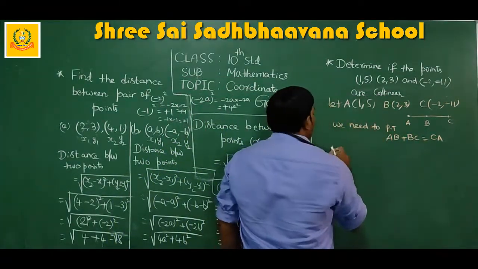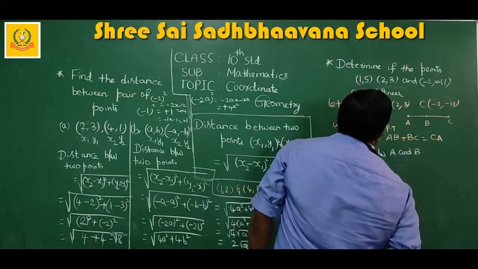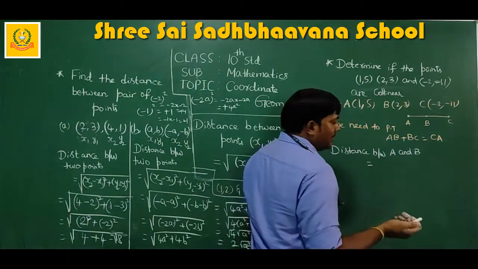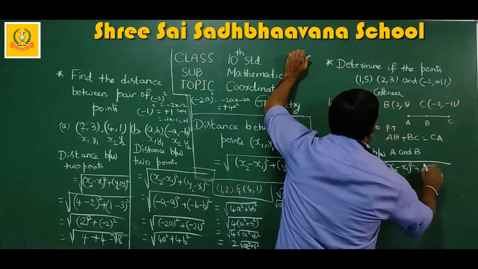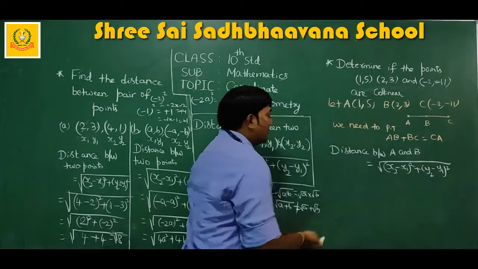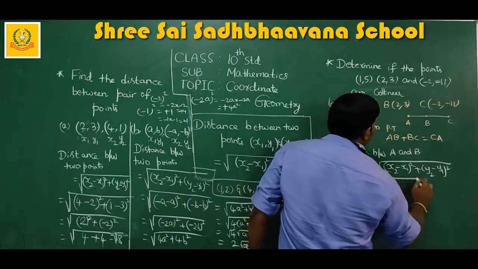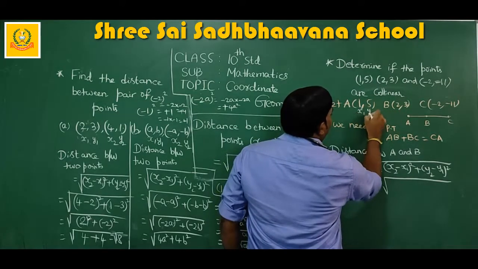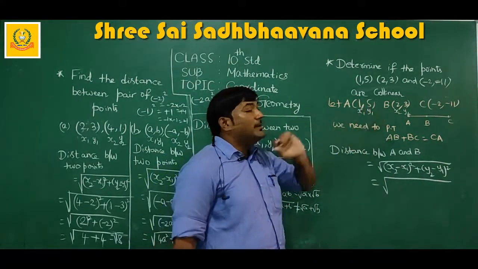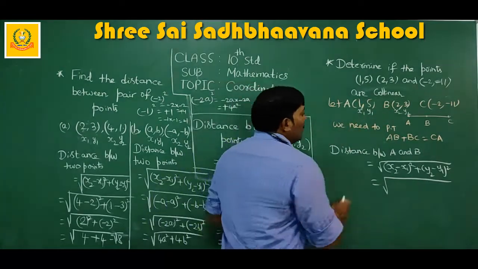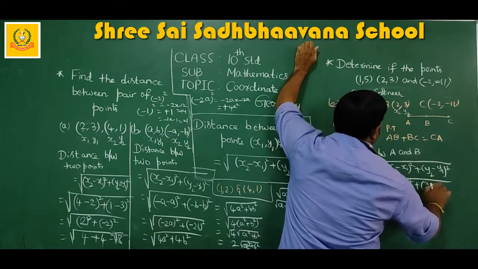So first find the distance between points A and B, distance AB. What is the formula? We have the root of (x2 minus x1) whole square plus (y2 minus y1) whole square. This is the distance formula, the same as we did for the last two sums. Considering A and B, remember AB: under those points, if you write like that, you will not get confused. The first one will be x1, y1 and the next point x2, y2. So x2 minus x1: 2 minus 1 whole square. Next, y2 minus y1: 3 minus 5 whole square.